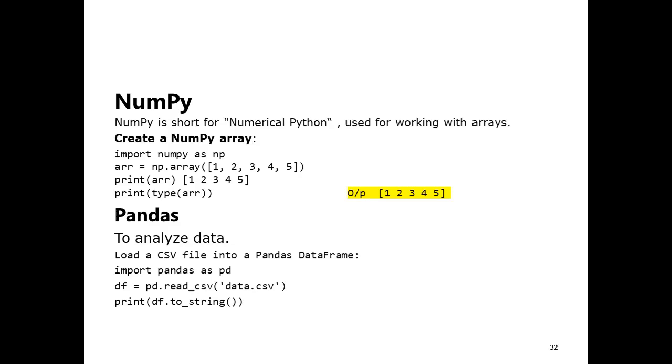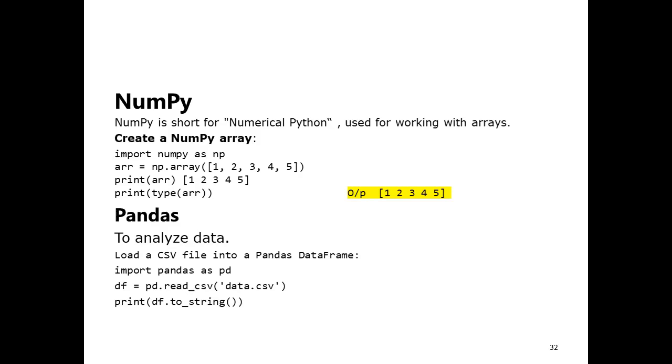Within the brackets, you have to specify the square bracket, so you can create a 1D array. You can use print to display it. If you want to know the type, whether it is an object, integer or string, you can use print(type(array)).